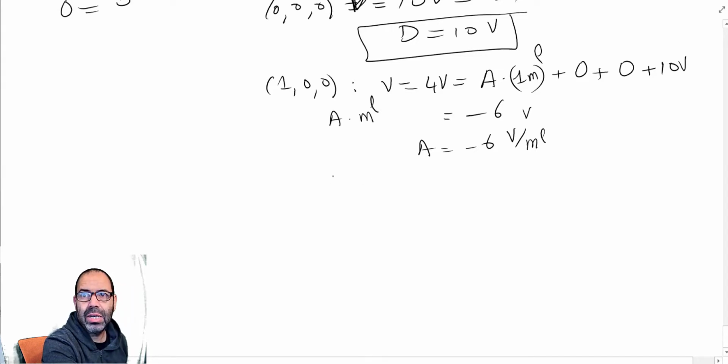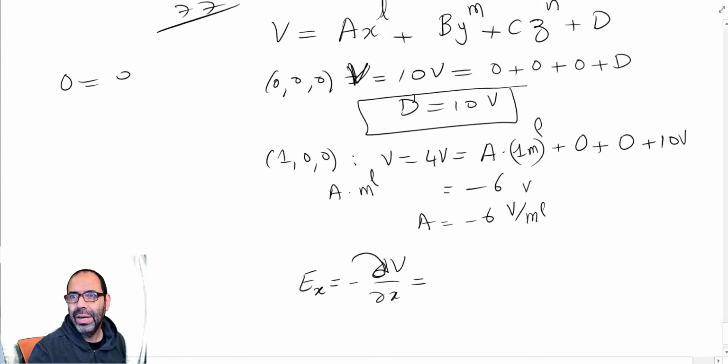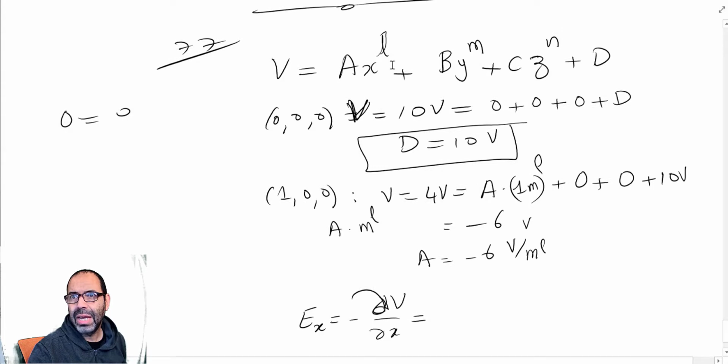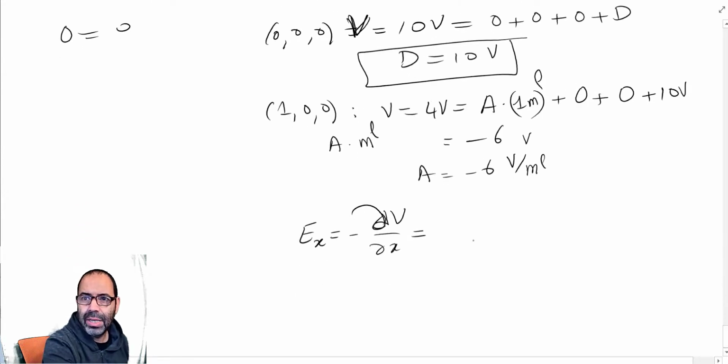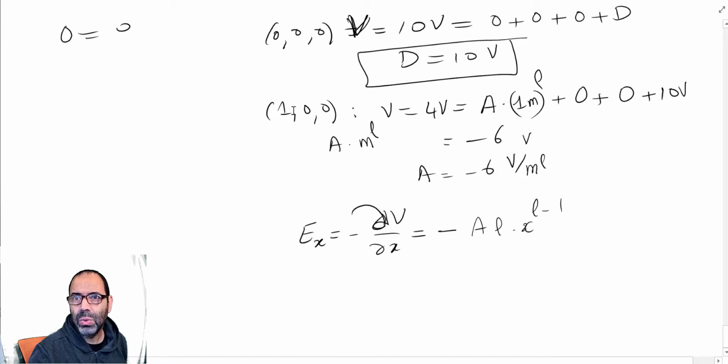Anyway, so what we have in the second one in here, we have the electric field in the x direction is minus dV, by the way, with respect to x, and that is, if I look at that expression in here, it's going to drop in L times A times x to the power L minus 1, and these are going to not matter, because if I take the derivative of y with respect to x is 0, the derivative of z with respect to x is 0, the derivative of d with respect to x is 0, because all of these are constants when it comes to that point. So basically the electric field is going to be minus A times L times x to the power L minus 1, and this obviously is evaluated at that point, namely this one.